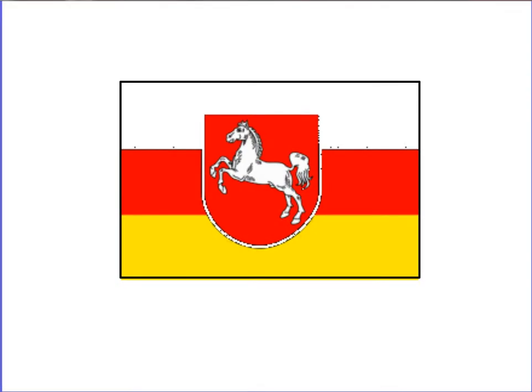How about this flag? Are there any lines of symmetry? If I try to draw a vertical line, the front of the horse would not be symmetrical with the back of the horse. The top half is a different color than the bottom half of the flag, so it's not symmetrical that way. And I can't even go diagonally because no rectangle is going to be symmetrical diagonally. So this has no lines of symmetry.